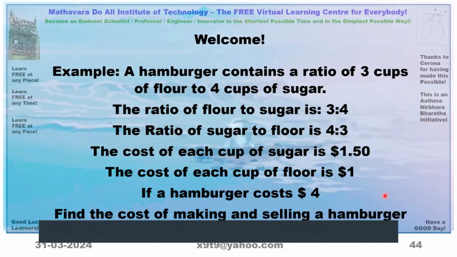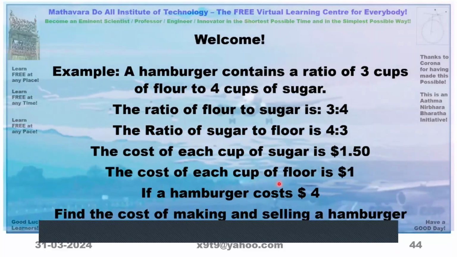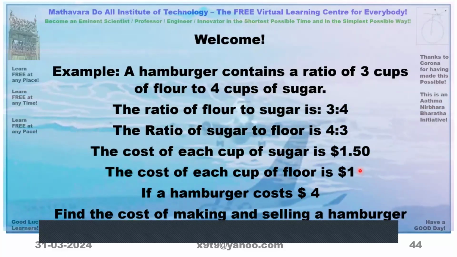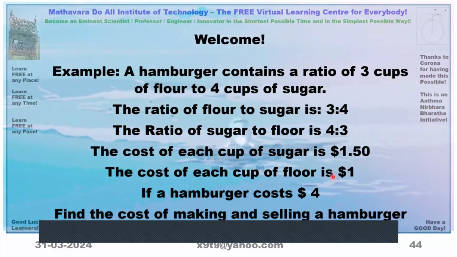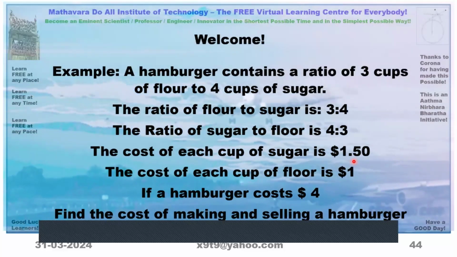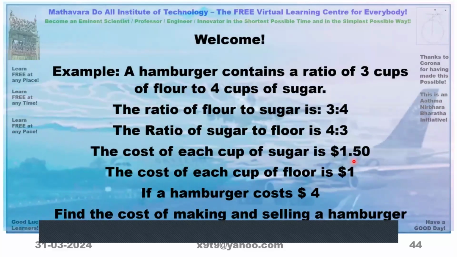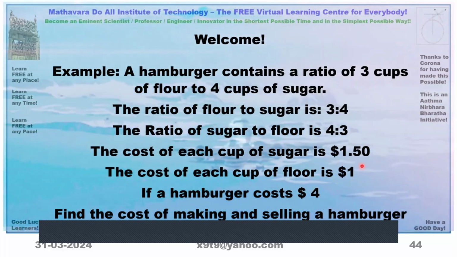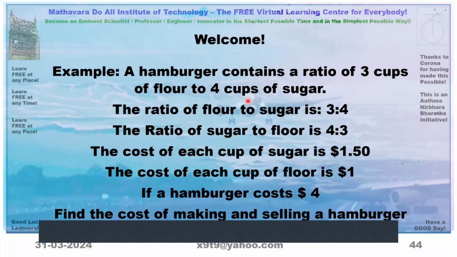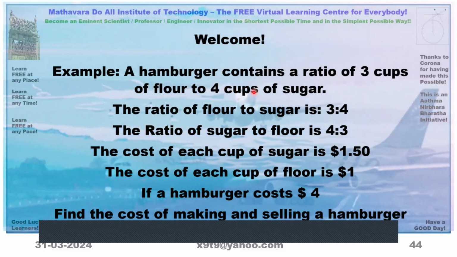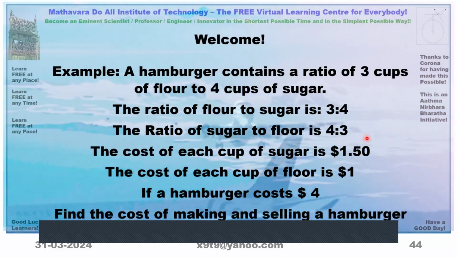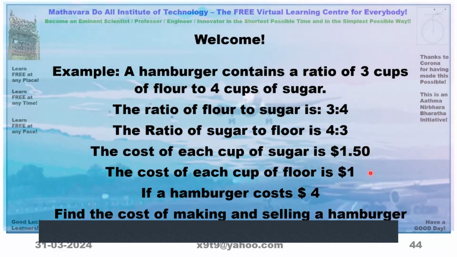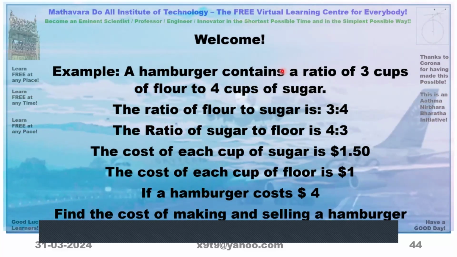So if 1 cup of flour is costing $1, how much is for 3 cups? $3. Now similarly, 1 cup of sugar is $1.50. We want 4 cups of sugar. $6. So how much is the total investment for flour and sugar?